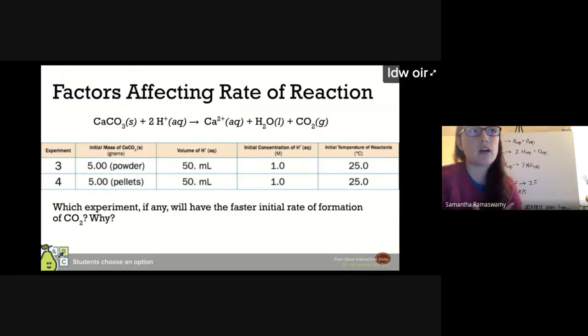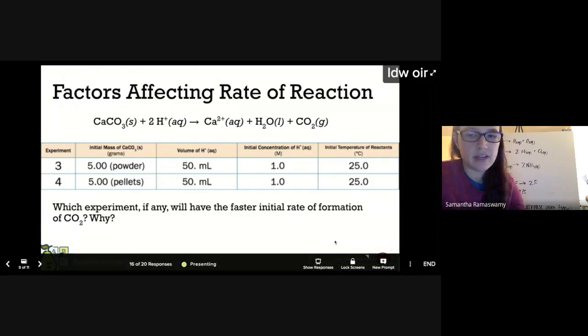So pellets is a common word that we use in AP Chem. And it's like small discs. So it's almost like a small disc of solid versus powder. So you have to crush up pellets to get to powder. Same volume, same concentration, same temperature. So which one will have the faster initial rate of formation? Good. So we have 13, 14. Good. So it's going up.